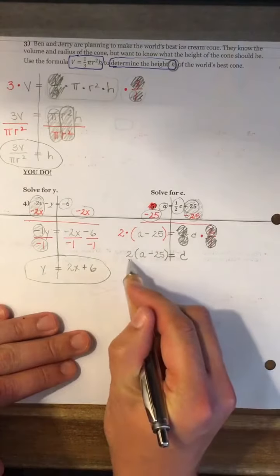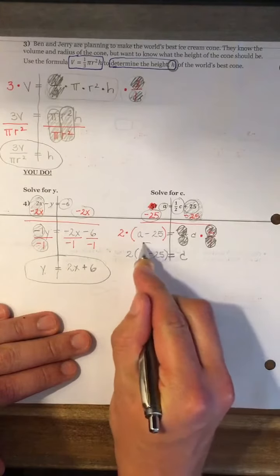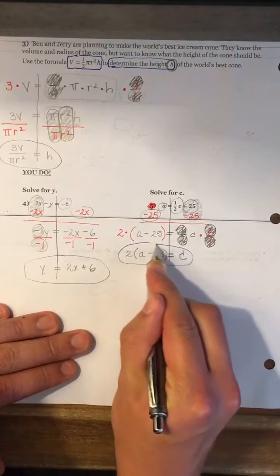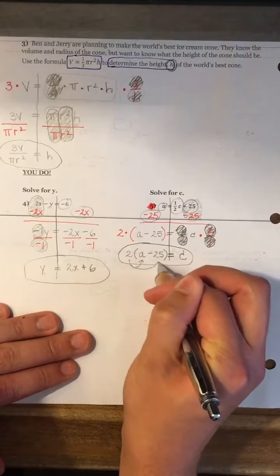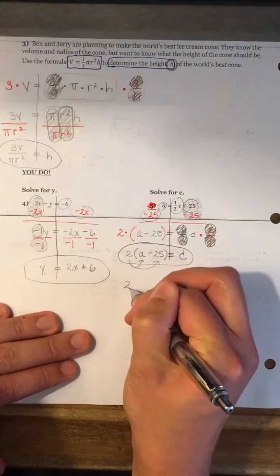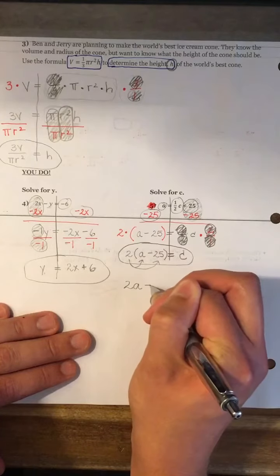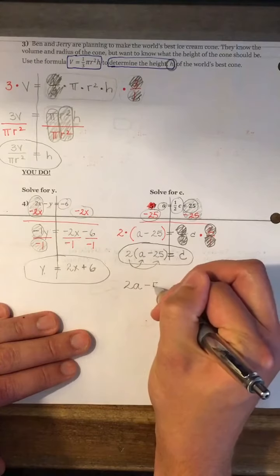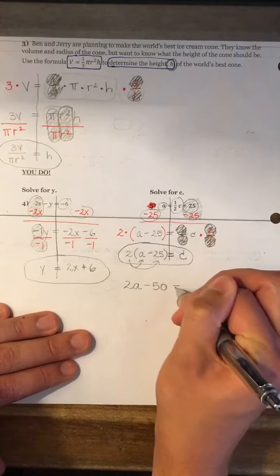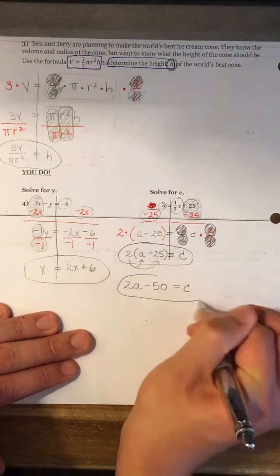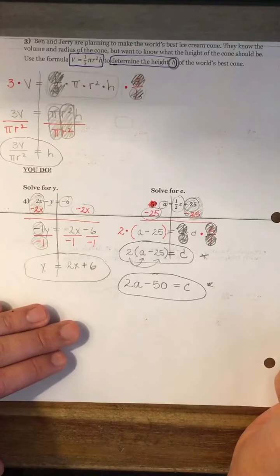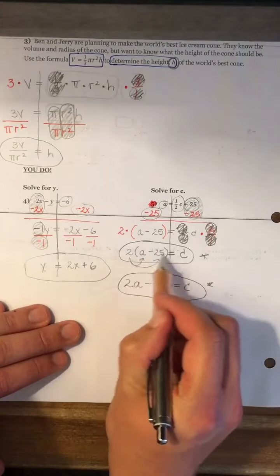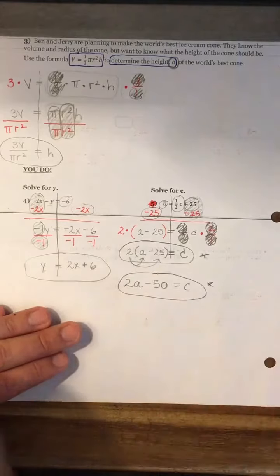You could also show this distribution. If you leave your solution like this, I will accept it. Or you could have written it, so showing this distribution, you could have expressed your answer as 2 times a, and then 2 times a -25 is a -50, all equal to c. I would have also accepted this. So either is fine, either not doing the distribution or actually showing the distribution.